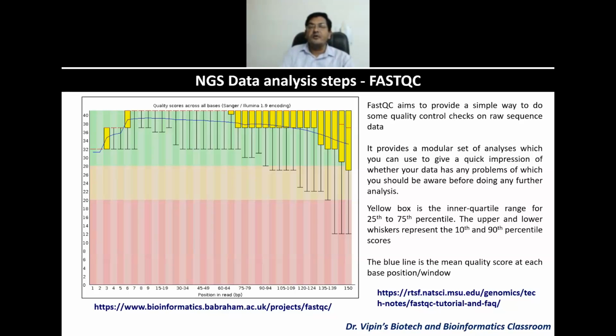What has been commonly observed is that at the start and the end of the sequence, there is generally a fall in quality of the base call. Those parts could be because of adapter contamination, or because of an artifact of the machine. So therefore, those have to be trimmed. So this is what you do. The yellow box is the interquartile range for the 25th to 75th percentile. The upper and lower whiskers represent the 10th and 90th percentile scores. So this is the whisker box plot here.